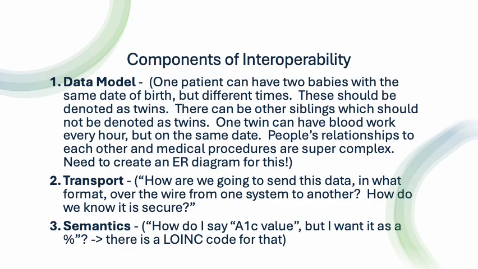So the first one, before we get started, I want to talk about what are the three components of interoperability. First, you have to have a data model. You have to know you're going to send things, and you have to know what you're talking about. So what do those three things mean? First, let's talk about data model.